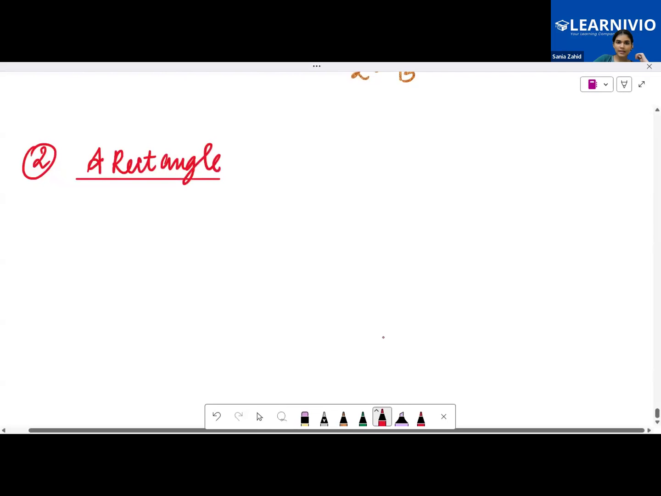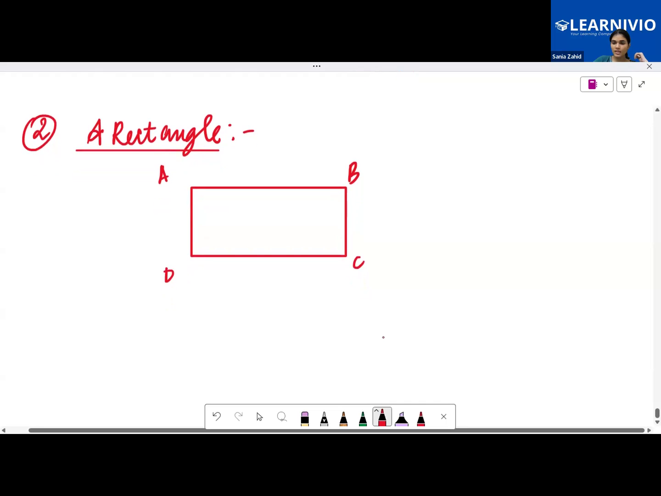The properties of a rectangle are very simple. In a rectangle, opposite sides are parallel. Not only two sides are parallel, opposite sides are parallel. We will not say two sides are parallel, because two sides parallel is in a trapezium. Okay, so the first property is opposite sides are parallel.